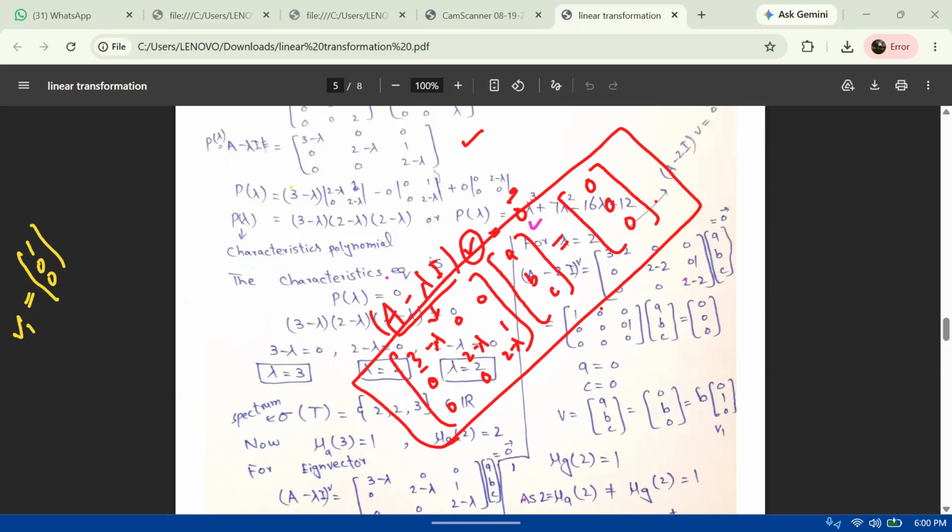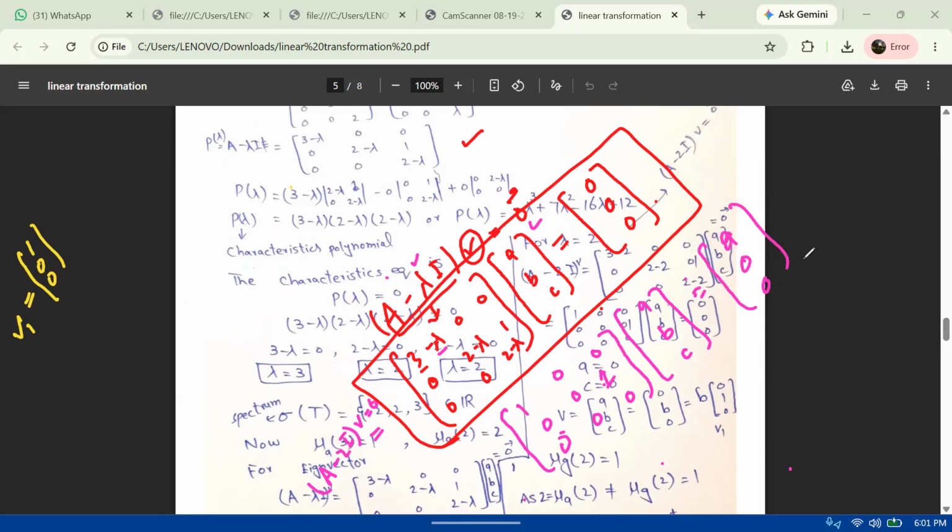So now for lambda equal to 2, I am using the pink color here. You are putting the 2 here. 3 minus 2 will give you 1. It's 0, same, it's 0, same. You are finding A minus 2I, with lambda replaced with 2, and v equal to 0. So it's 2 minus 2, 0, and 1, and then the same pattern, 0, and also 0, 2 minus 2, 0. So this ABC is the same as here, equal to 0, 0, 0.